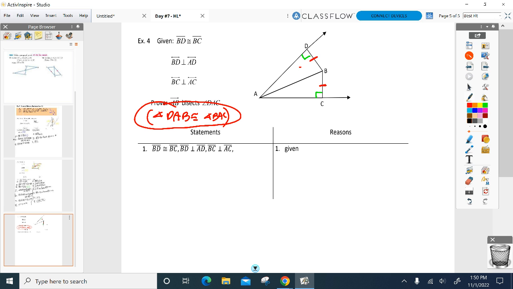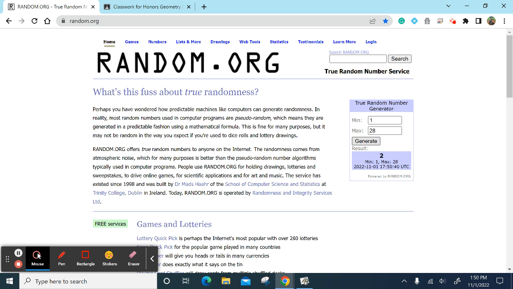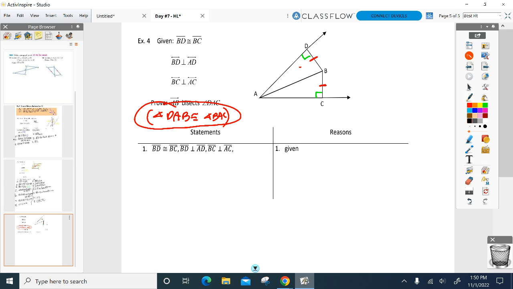I know it's HL day, but what else can I mark on my diagram that I have not already? AB, move to AB. Yep. And now do we see HL versus side angle side? What is AB acting as? That's the what in HL?